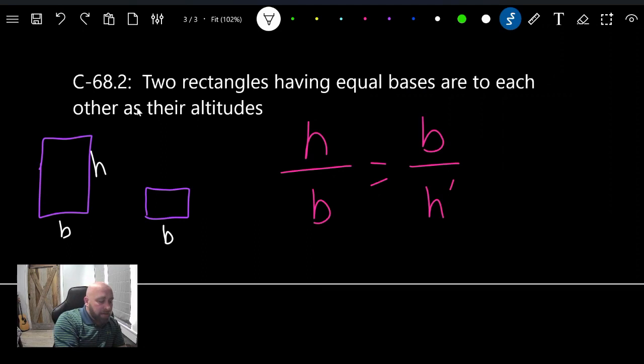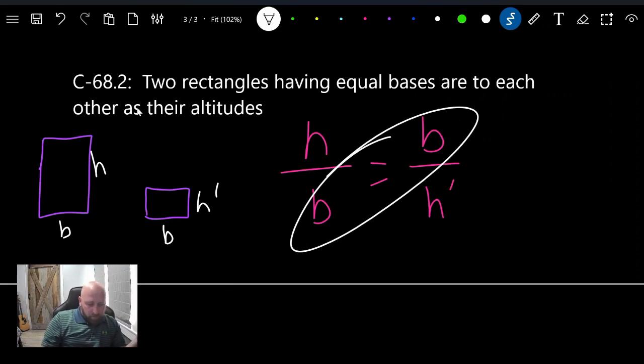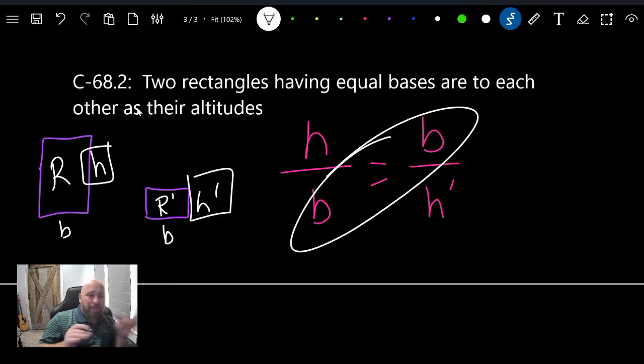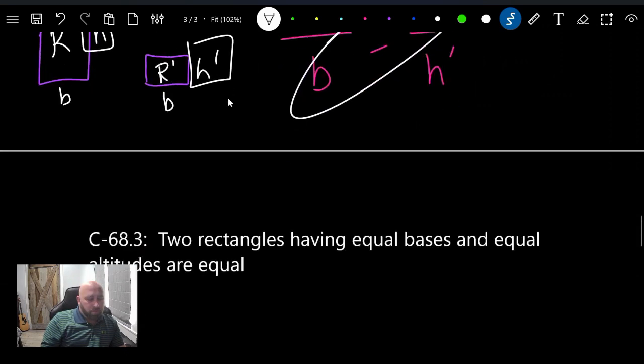Now the height is going to be proportional based on the fact that the bases are equal. So two rectangles having equal bases are to each other as their heights. In other words, this R here and this R prime are going to be to each other based on the height because the bases are equal. They're going to be proportional to each other based on the height. That's what corollary 68.2 is telling us.